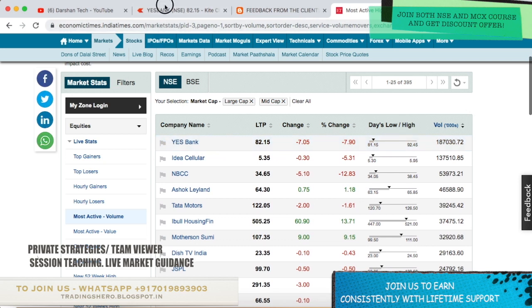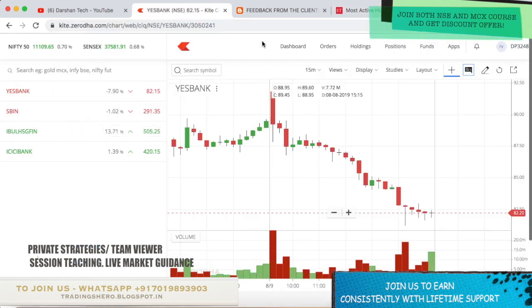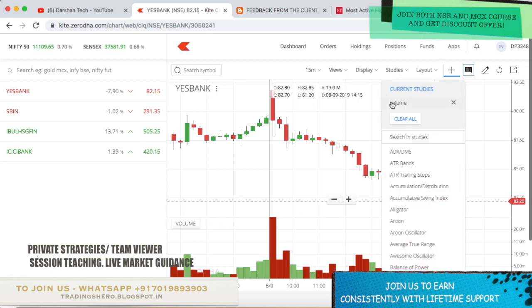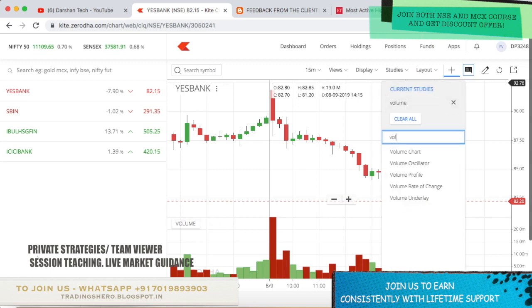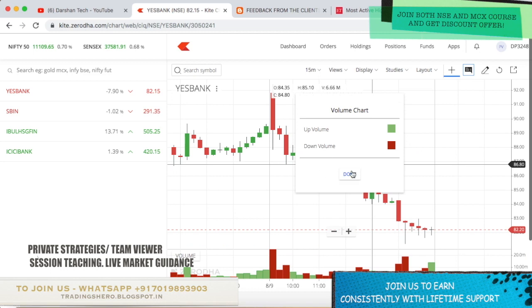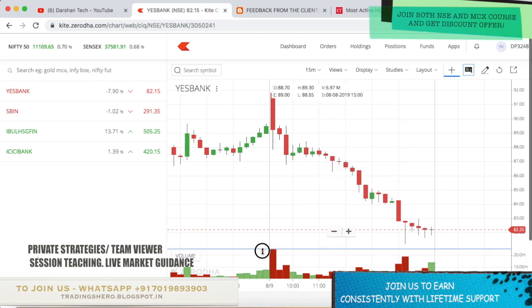Okay, for example, I'm taking the SBI chart here, and I have to put the 15 minutes candle chart, and the volume bar. If the volume bar is not available in your chart, in Kite you can just go to studies and search for volume and just select the volume chart, and that will add it. As you guys can see, I've already added the volume here.